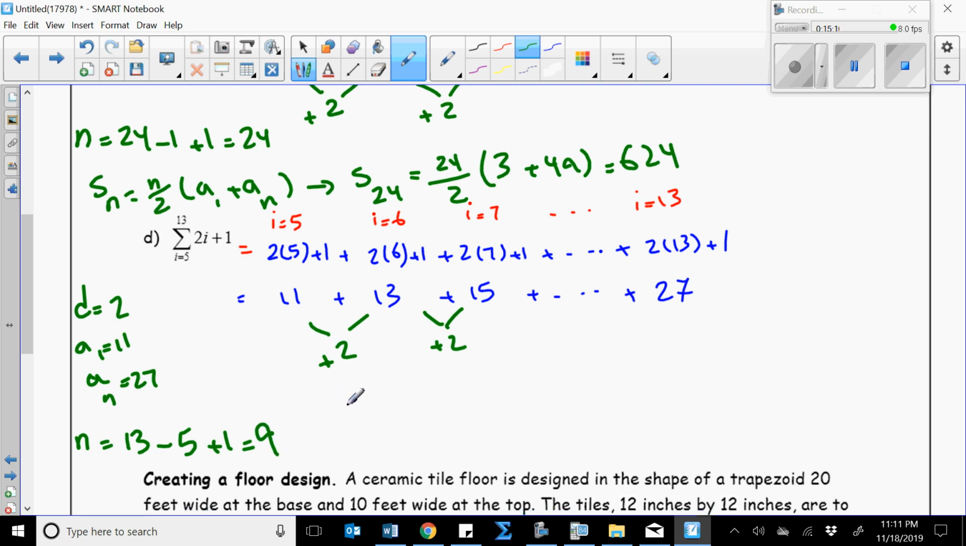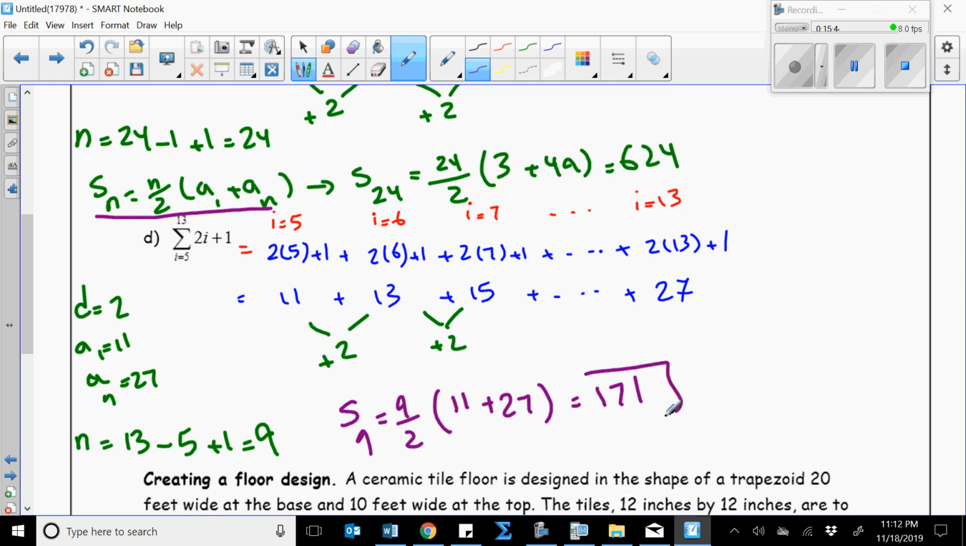Now I can use the same formula again. Sn equal to, basically S9. We're using this formula actually. S9 is equal to 9 over 2 times A1, which is 11, plus AN, which is 27, and it's equal to 171. So that's the answer of this.